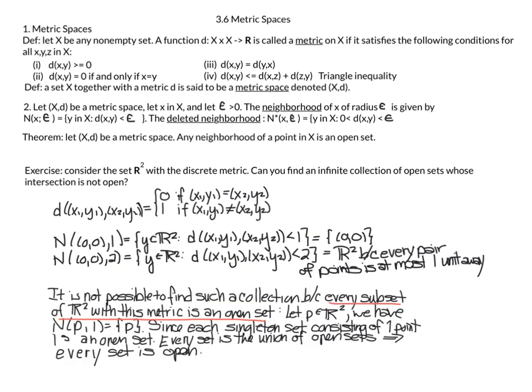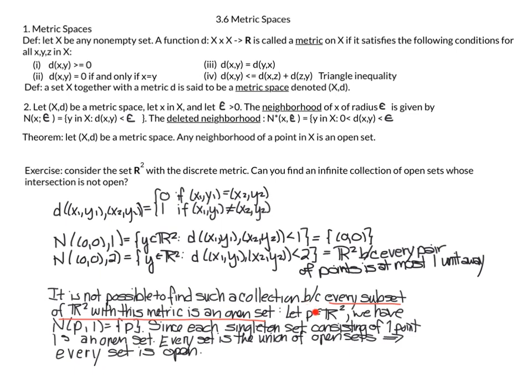So finally, the answer to the question: can you find an infinite collection of open sets whose intersection is not open? It is not possible to find such a collection because every subset of R2 with the discrete metric is an open set. And this is really important. This is a fact you want to remember. Every subset of R2 with the discrete metric is an open set.